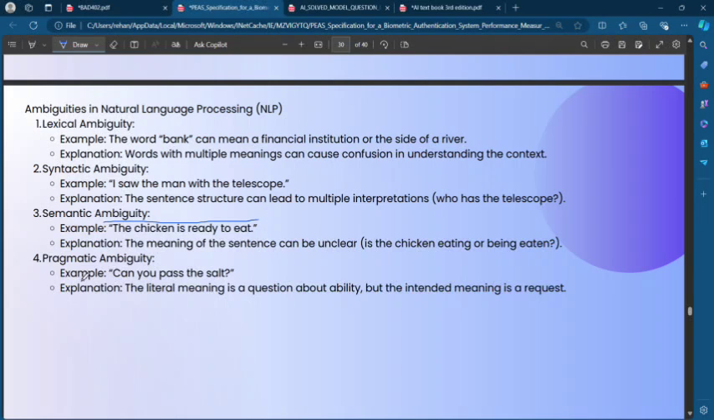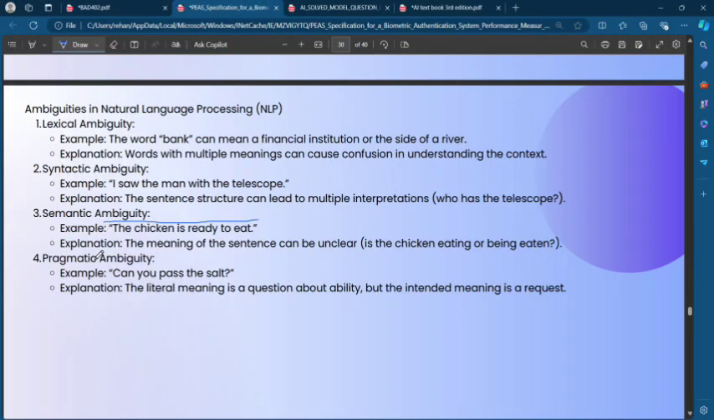Then we have pragmatic ambiguity. Can you pass the salt? The literal meaning is a question about ability, but the intended meaning is a request. So here, what is happening? Misunderstandings. With two people, one will always misunderstand. The literal meaning is a question, they are questioning the ability: are you capable of passing the salt? A computer will think like this, but a human will understand natural language.